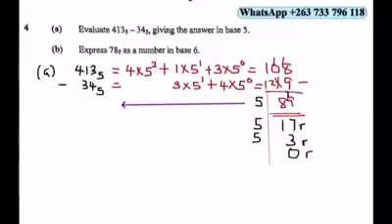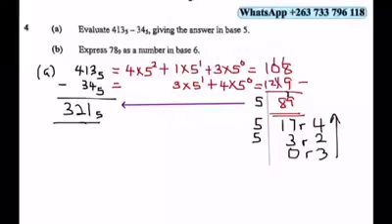Made a mistake here. 7 remainder 4. Then 5 into 17 is 3, remainder 2, 5 into 3 is 0, remainder 3. So we will read upwards, so this will be 324 base 5. So this will be our answer, 324 base 5.